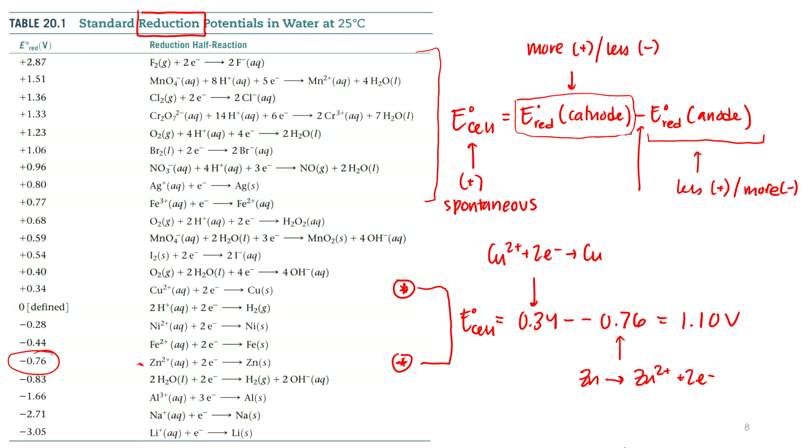So the key here is to combine these two. If we're doing a voltaic cell, which has to be spontaneous, which means standard E cell has to be positive, combine these numbers so that they give you a positive value. Okay, we'll look at, go ahead.